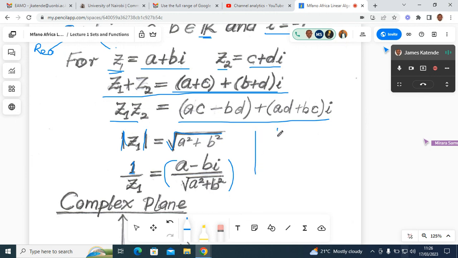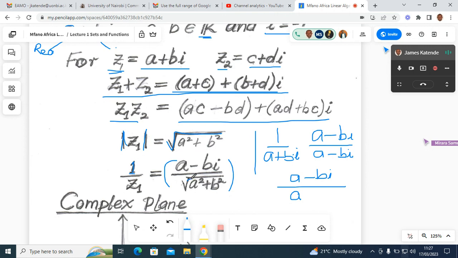So if you want to get 1 over a plus bi, you just multiply it by 1, and the one that you use is this one. You just multiply it by a minus bi over a minus bi. So a minus bi is the complex conjugate of a plus bi, and when you simplify this, you'll be left with the top part as a minus bi. And the bottom part, anytime you multiply a number by its complex conjugate, you end up with this.